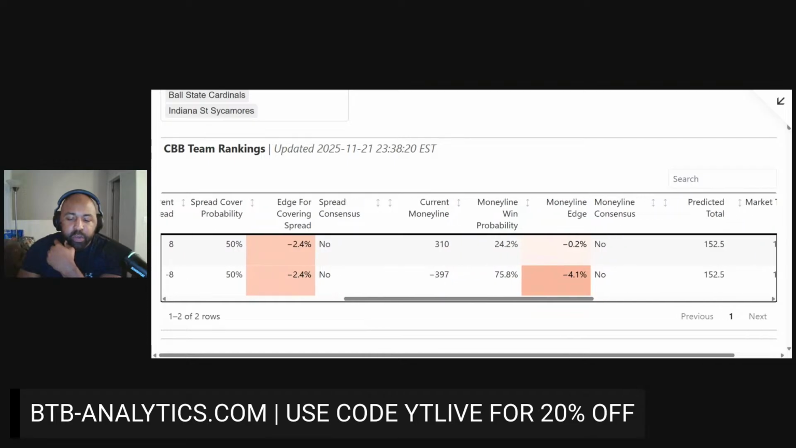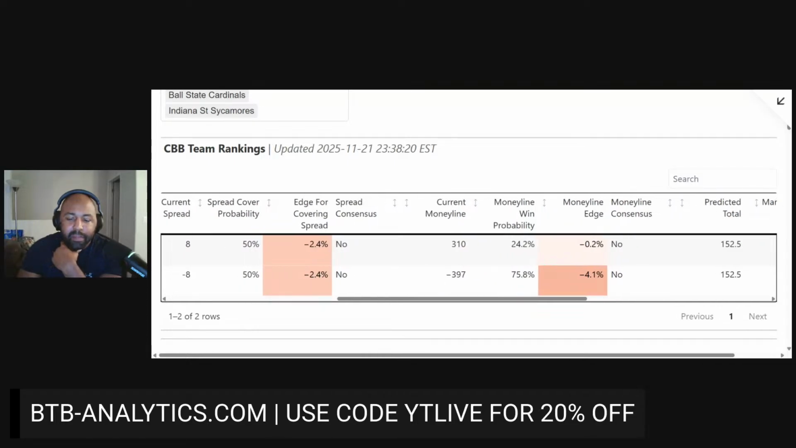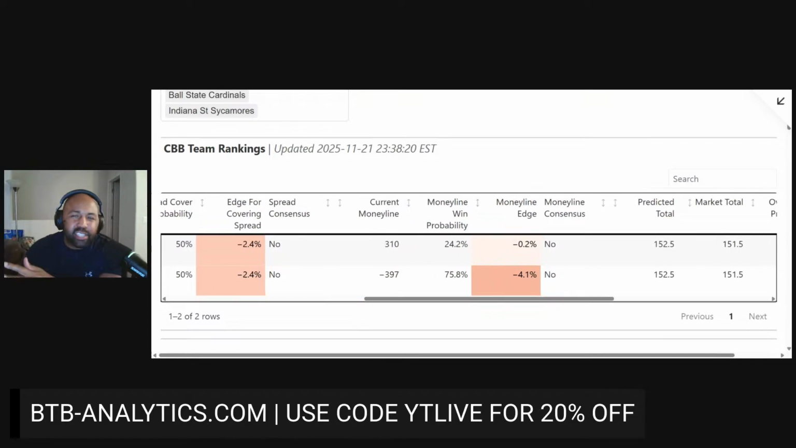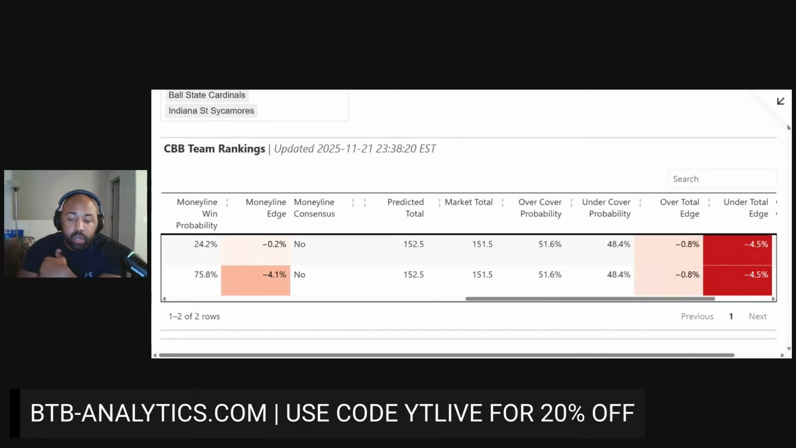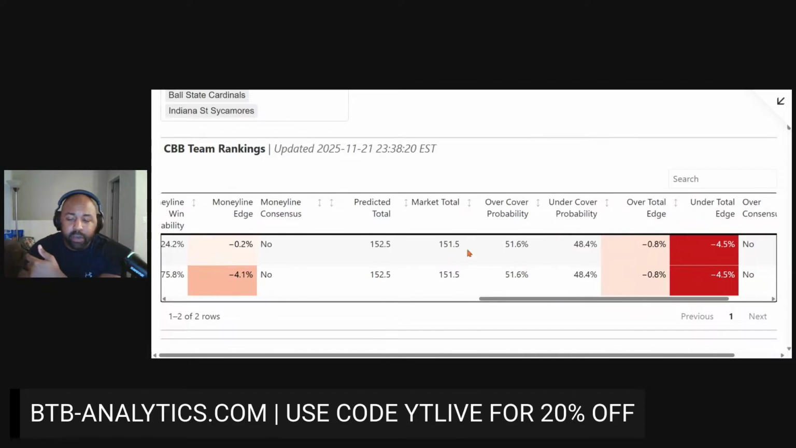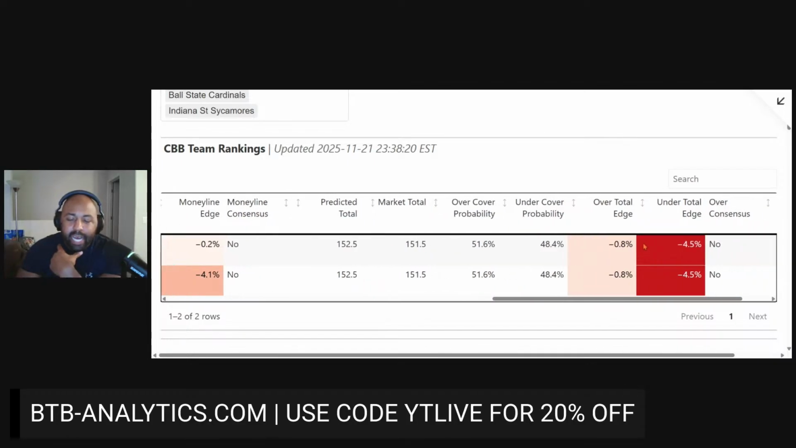We give Ball State a 24.2% chance of winning, but at +310, that's essentially right on market, slightly under, so no edge there. And then for the totals, we make this 152.5. Market's at 151.5. So again, at -110 odds, there's just not enough edge there for the over.